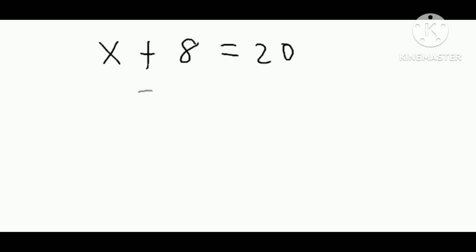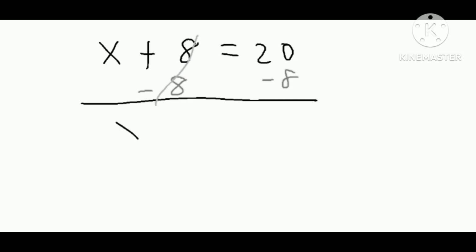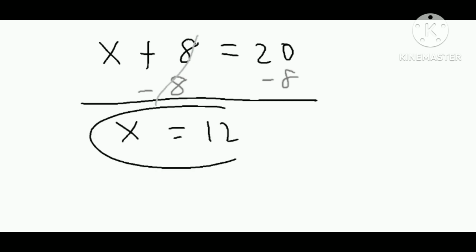To get 12, subtract 8 from both sides. Whenever you're solving for x, your goal is to get x on one side of the equation by itself. If you can do that, then you can find the value of x. Here we can see that the 8's will cancel. 8 plus negative 8 is 0. And on the right side, 20 minus 8 is 12. And that's the value of x. That's how you solve for it.